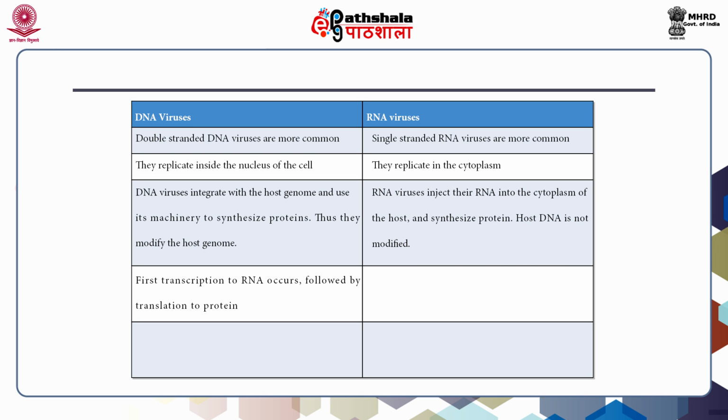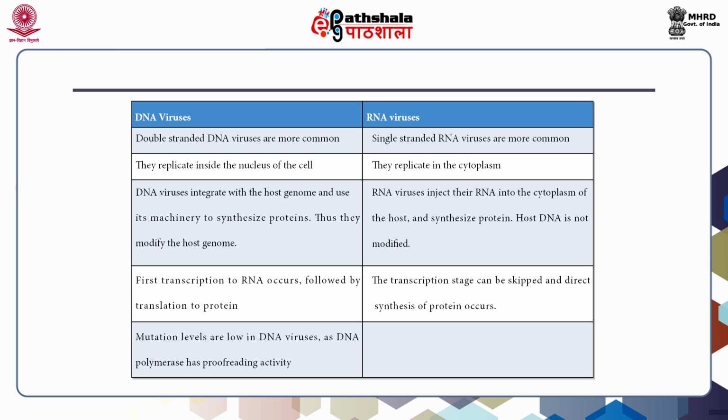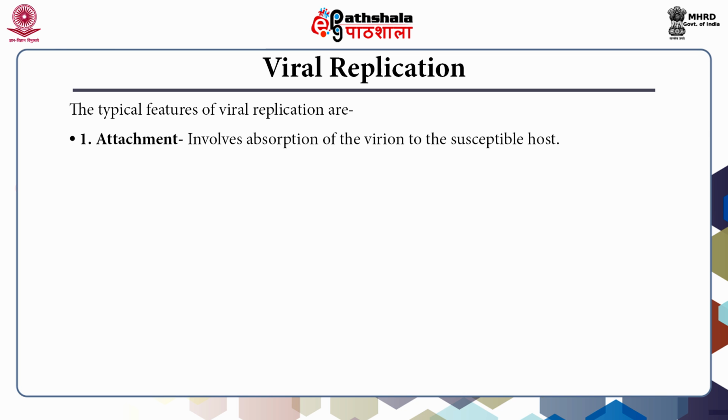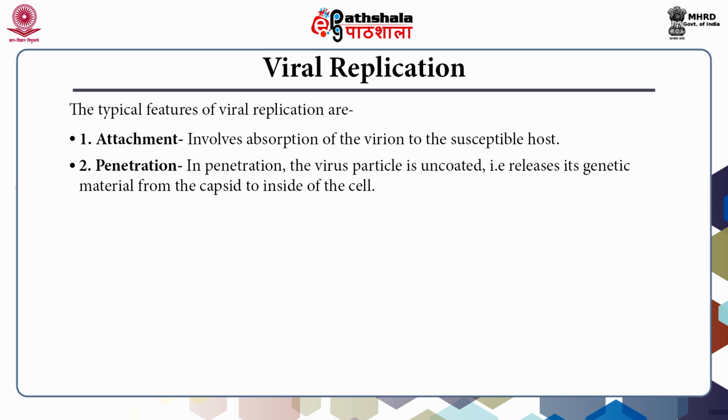First transcription to RNA occurs, followed by translation to protein in case of DNA virus, while in RNA virus the transcription stage can be skipped and direct synthesis of the protein occurs. The mutation levels are low in DNA viruses, while RNA viruses mutate quite fast. Now, the viral replication, this is quite important. The typical features of viral replication begin with attachment. This involves adsorption of the virion to the susceptible host. Then the second step is the penetration.